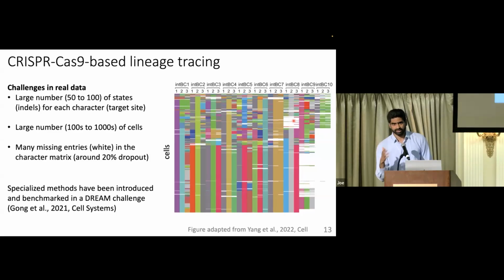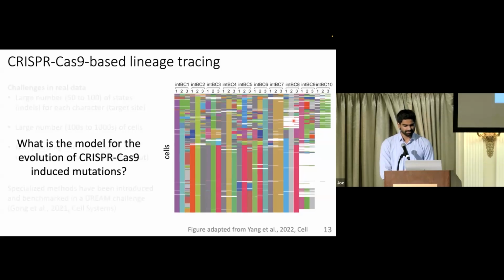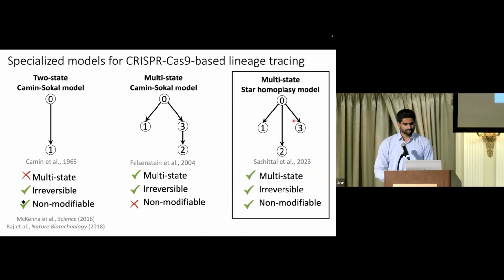And because of these unique characteristics, a lot of specialized phylogenetic methods have been introduced to try to solve this problem. I won't go into details of those methods, but what we were interested in thinking about is what would be the most appropriate model for the evolution of these CRISPR-Cas9 induced mutations. So in the literature, we looked at some models which had some of the characteristics, but not all the characteristics of this process. So we developed a new model.